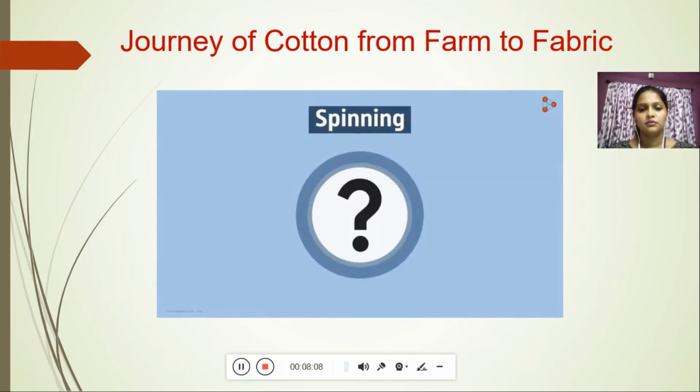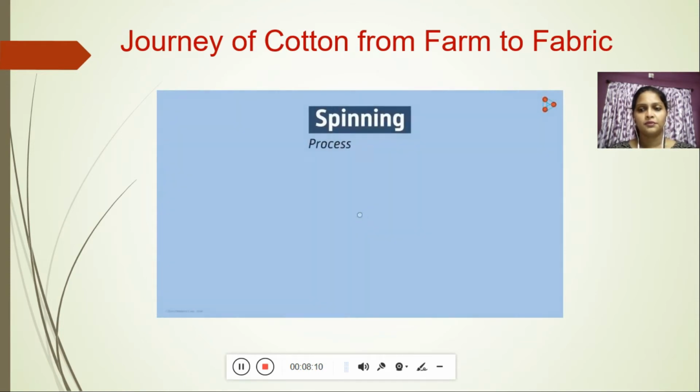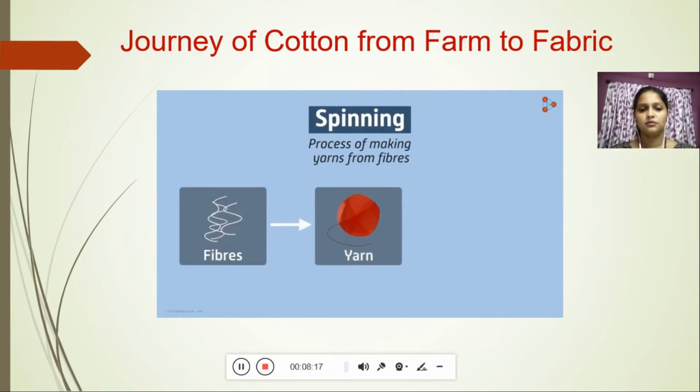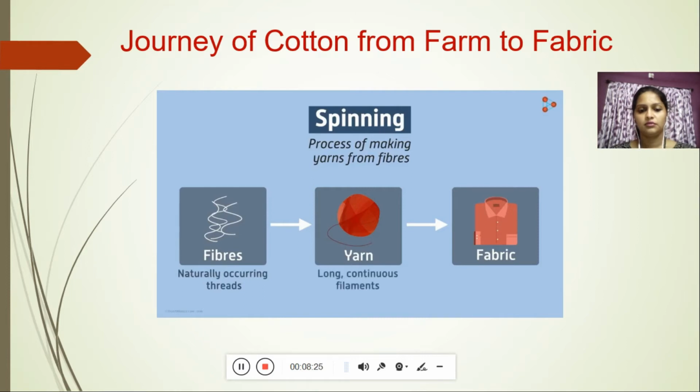What do we mean by spinning? It's simply the process of making yarn from fibers. Remember the series? Fibers make up yarn and yarn makes the fabric. So fibers are the naturally occurring threads. These need to be drawn into long and continuous filaments. These long filaments are the yarns, and these yarns are the ones that are woven into fabrics. So spinning is the process where the threads are converted into yarns.